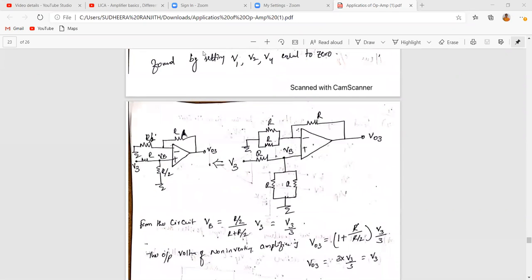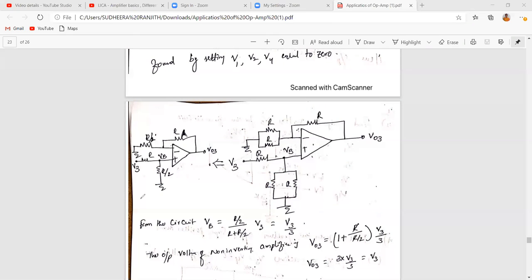Now, if you simplify this circuit, these two are in parallel. That means R into R by R plus R, R square by 2R, which is R by 2, replaced by a single resistance. These two resistances are replaced by a single resistance R by 2 when they are in parallel. Similarly, these two are in parallel. What is the equivalent resistance? R and R in parallel, it is also R by 2. I replaced it with a single resistance R by 2.